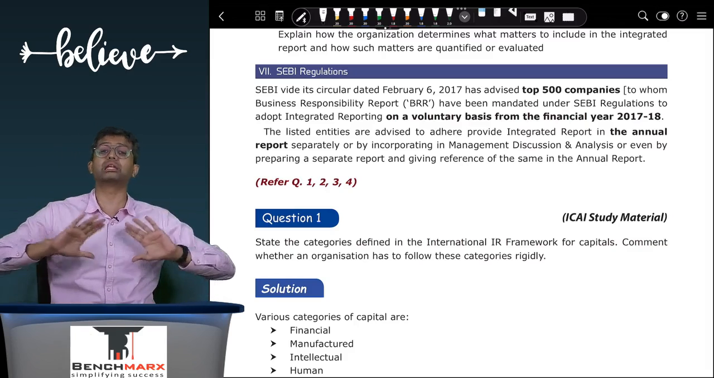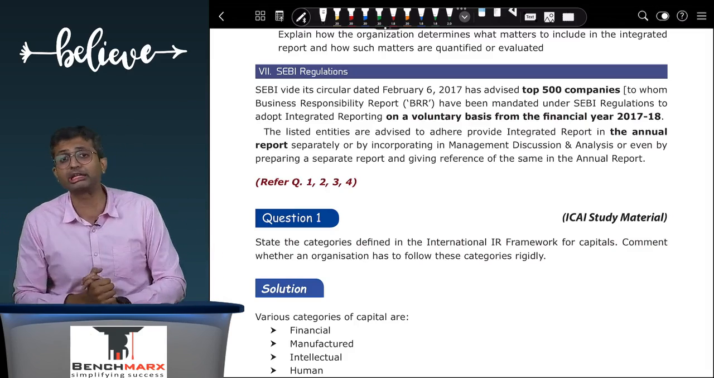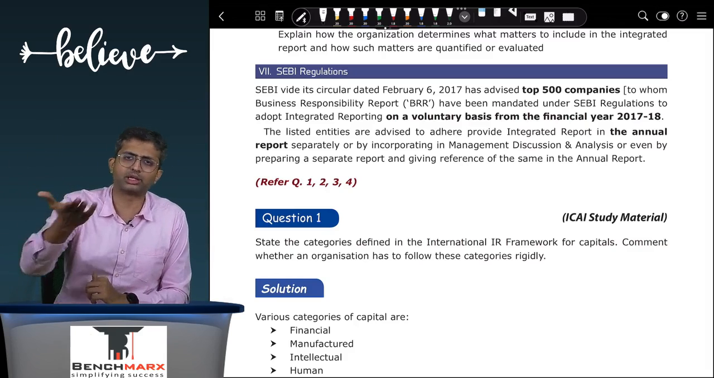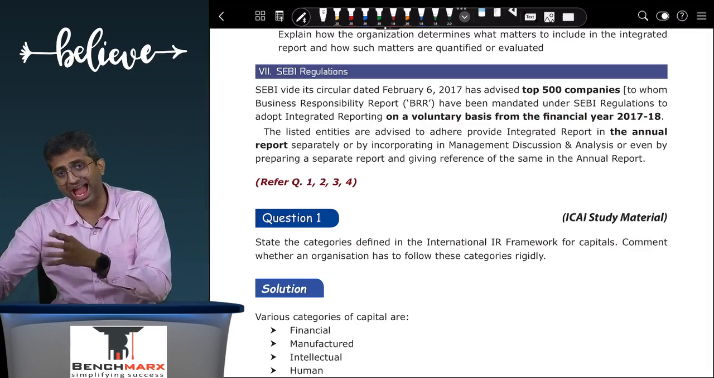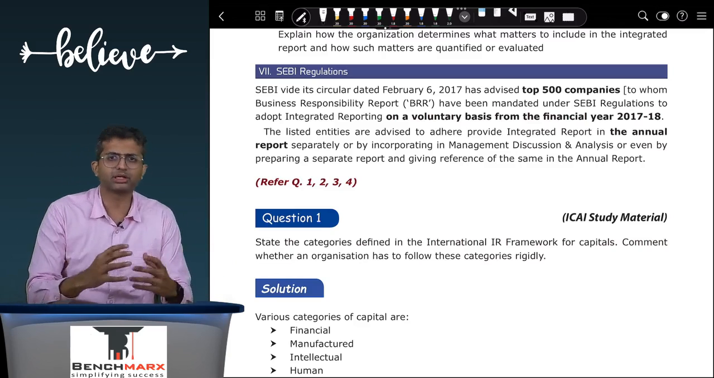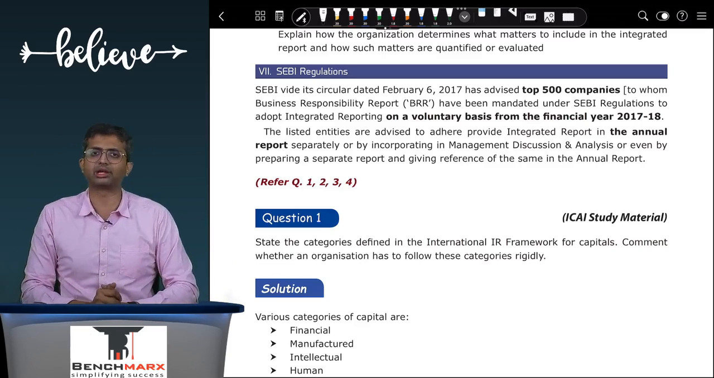Remember, the integrated report falls outside the scope of your auditor. So an auditor is not going to touch the integrated report. He is going to look at the financial report only, but for a broader presentation, an integrated report can be displayed.